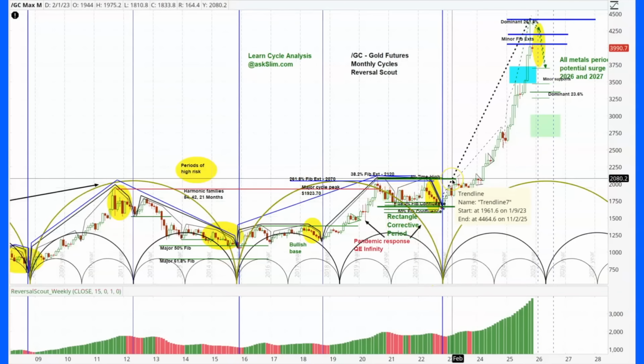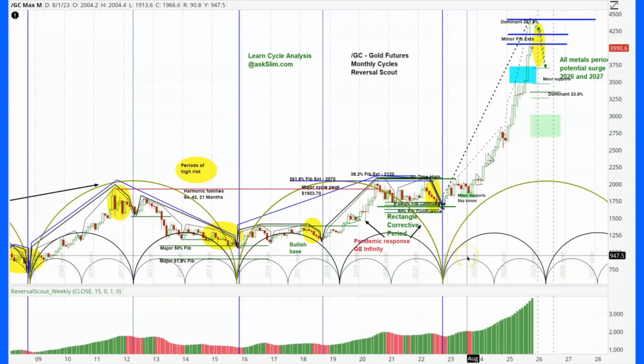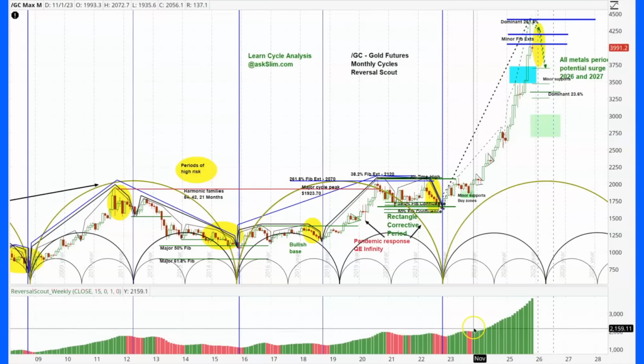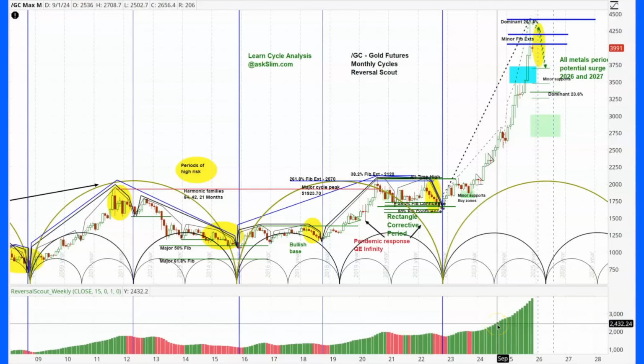Now if you look at this big cycle and this big harmonic family right over there, once it broke out of this level, wow, we became very bullish. That happened right as these were all 3 turning up. And that gave us a very bullish scenario. And then when you look at the reversal scout, right over here it turns green. That's right at this point right over here and tells us, wow, we've got upside momentum going on right now.